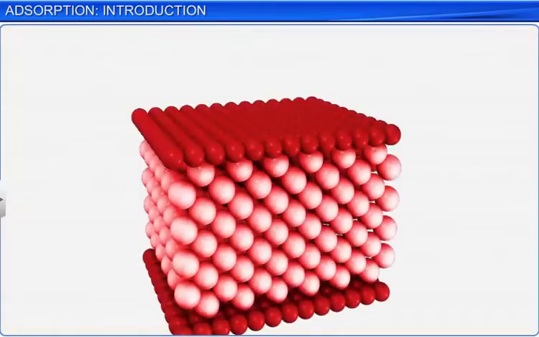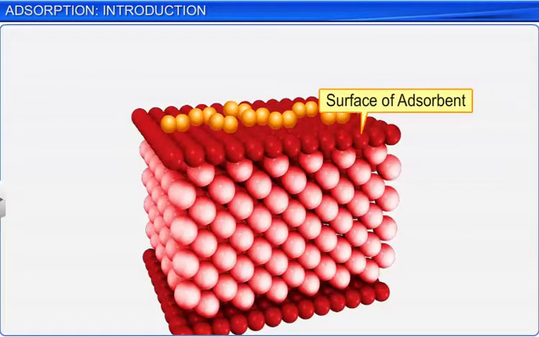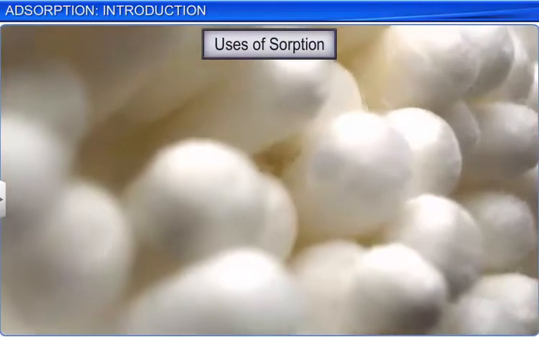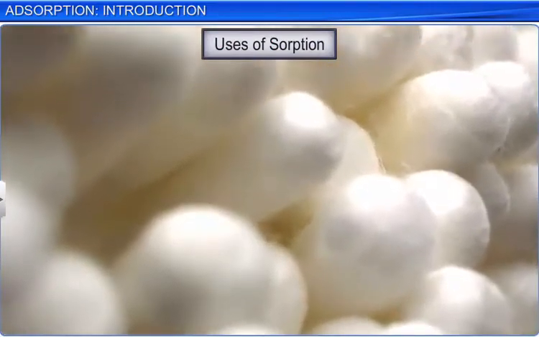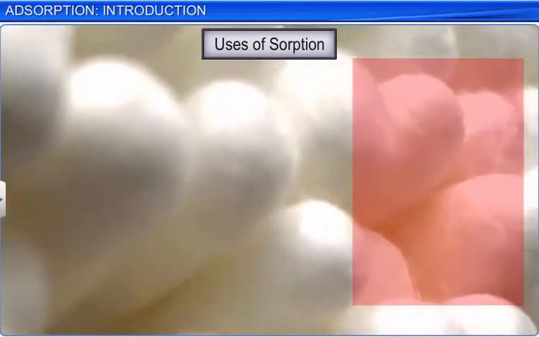Sometimes, adsorption may be followed by the dissolution of the adsorbate in the adsorbent. This means that first, the material appears on the surface of the adsorbent and then passes into its bulk. When the two processes occur simultaneously, it is known as sorption. Dyeing fiber is an example of sorption. Dyes get adsorbed as well as absorbed on cotton fibers.